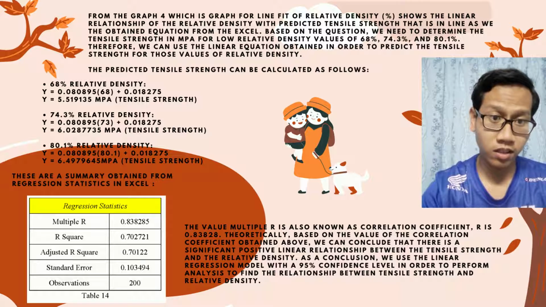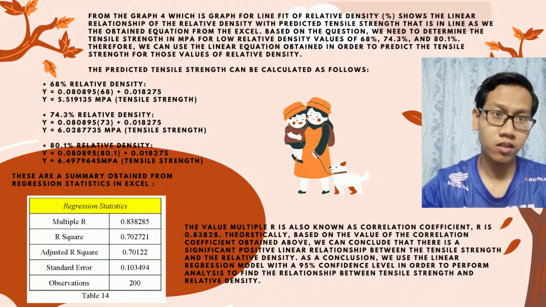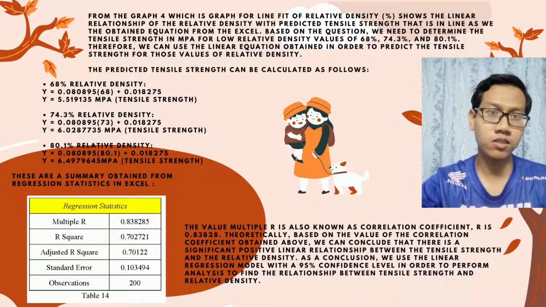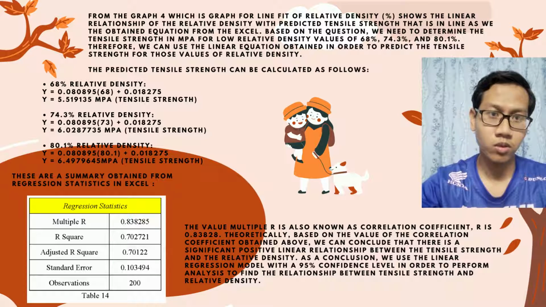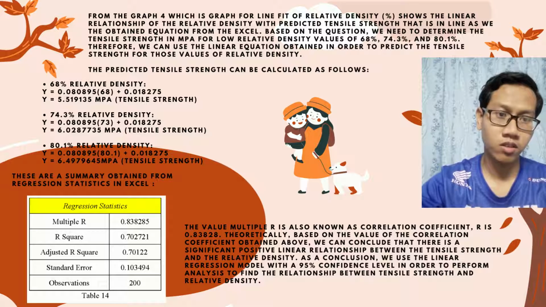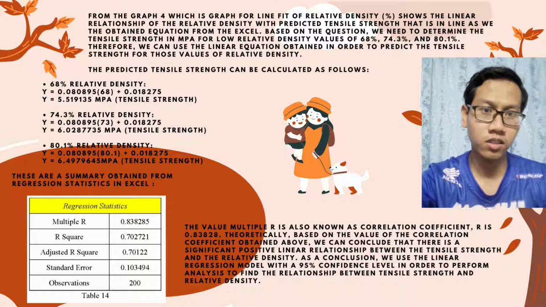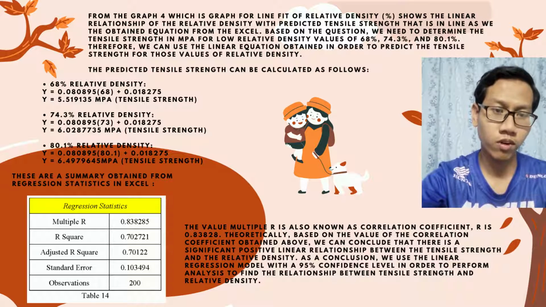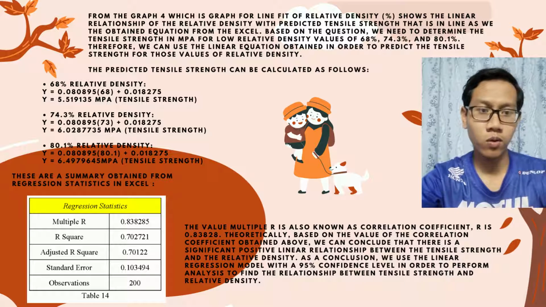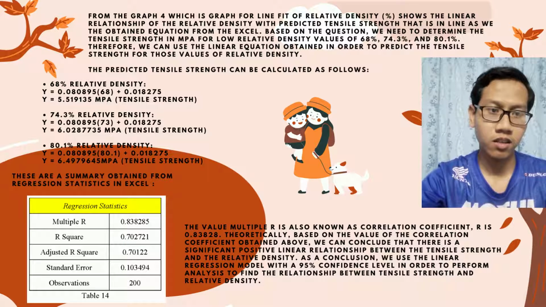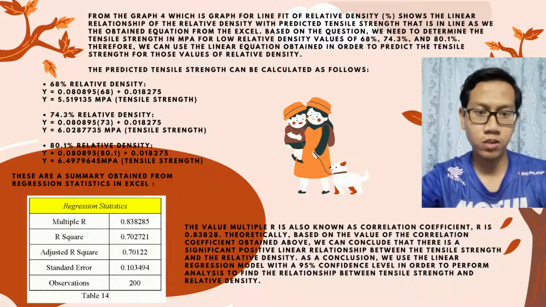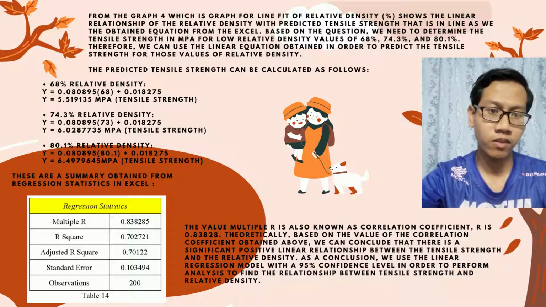From the summary that we obtained from the regression statistics in Excel, we can refer to multiple R, or known as correlation coefficient, and the value is 0.838285, and from that value we can say that there is a significant positive linear relationship between tensile strength and the relative density. That's all.